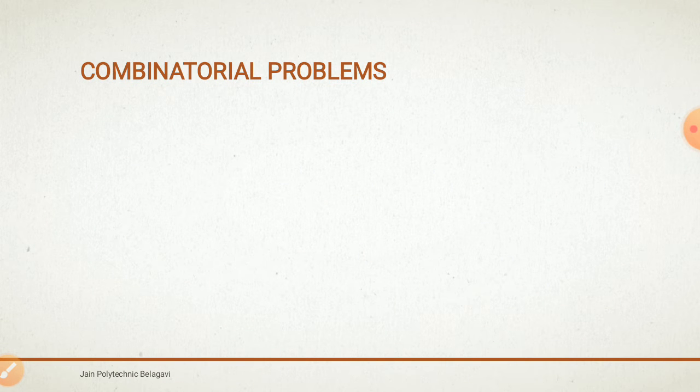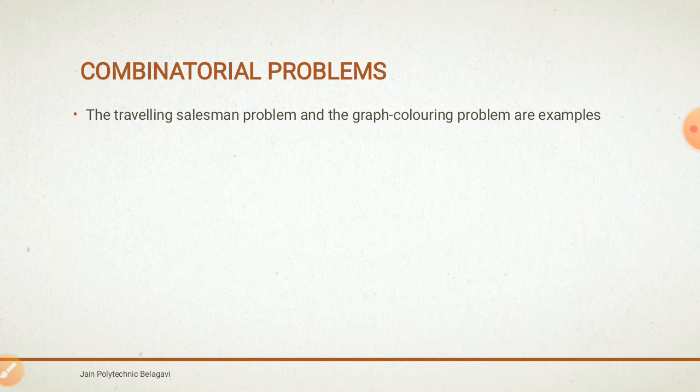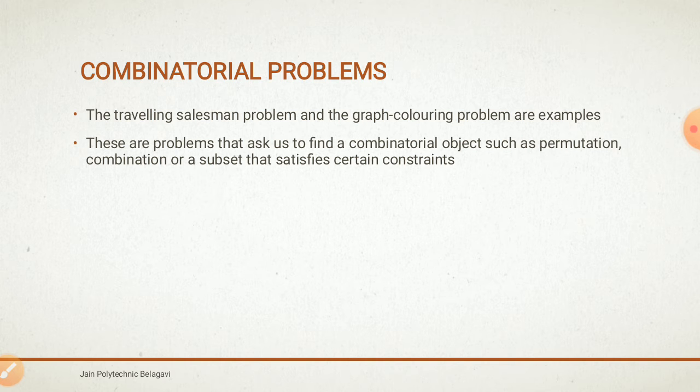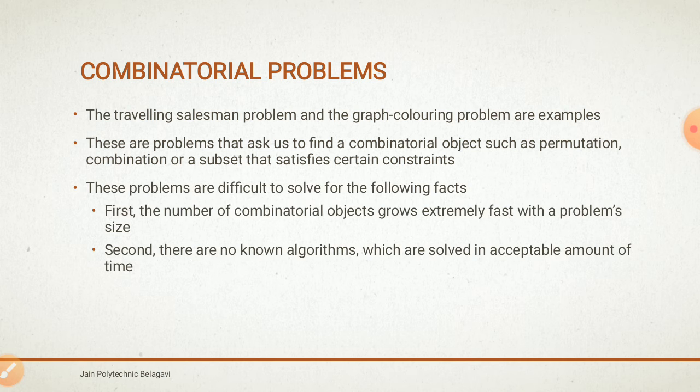combinatorial problems. The traveling salesman problem and the graph coloring problem are two examples of this kind of problem, combinatorial problems. These are problems that ask us to find a combinatorial object such as a permutation, combination, or a subset that satisfies certain constraints and has some desired property, for example, maximizes a value or minimizes a cost.